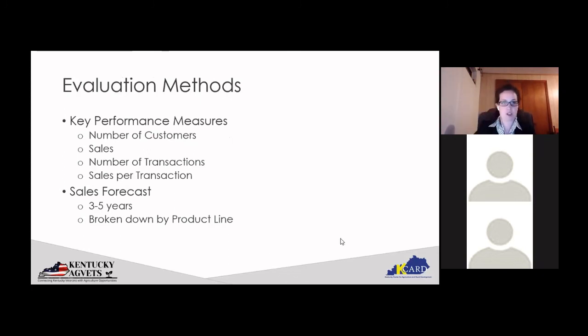So you cannot measure what you don't track. So we always like to include a couple key performance measures when working through your business plan. These don't have to be complicated. They overlap with a lot of what we're tracking with our finances. This could include number of customers, sales, number of transactions, and sales per transaction. So the reason that we do include the number in sales per transaction is that this could also be a goal that you have moving forward.